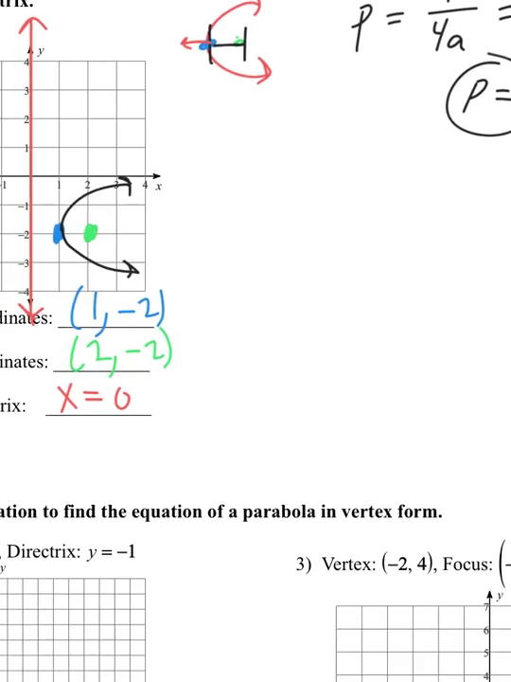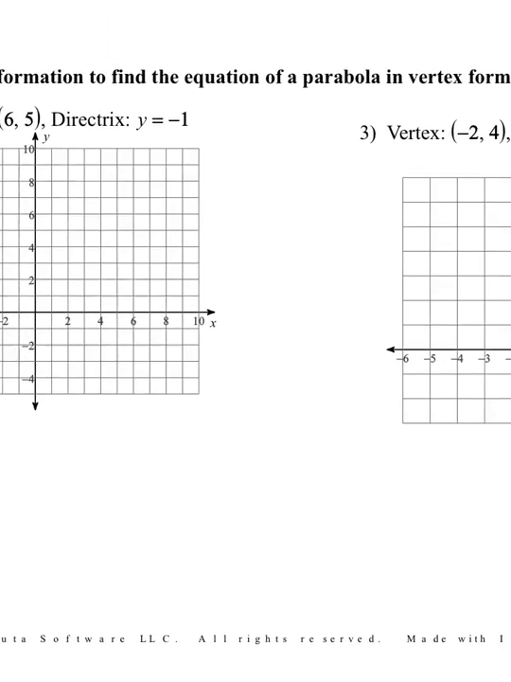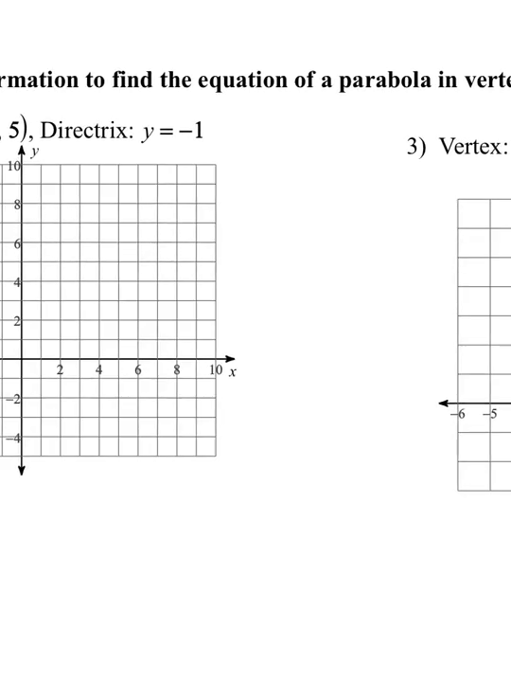Okay, moving along, numbers 2 and 3, they're giving us some other pieces of information, and we need to find the equation. So the grid there we can just use to help us label some points and whatnot. So (6, 5), the focus is there. Okay, and then the directrix is at y equals -1. So y equals -1 is going to look like that.